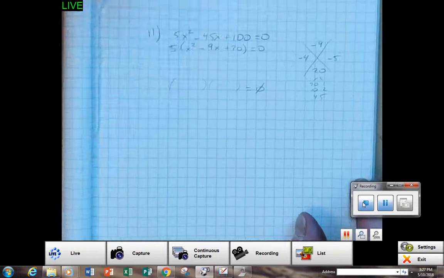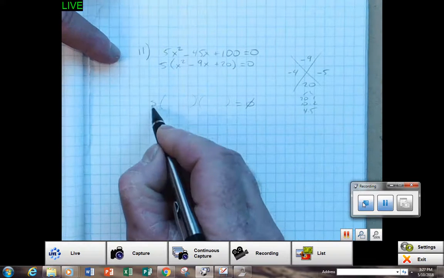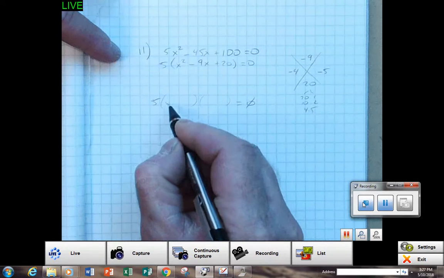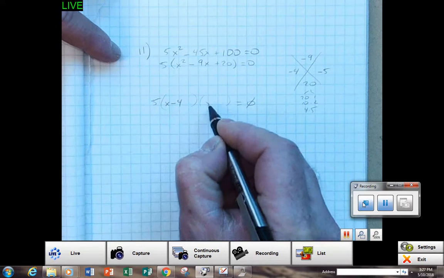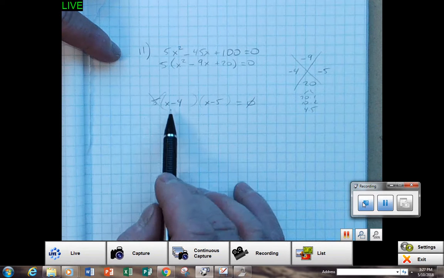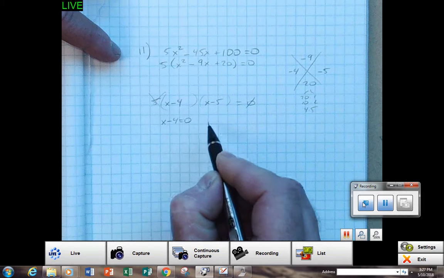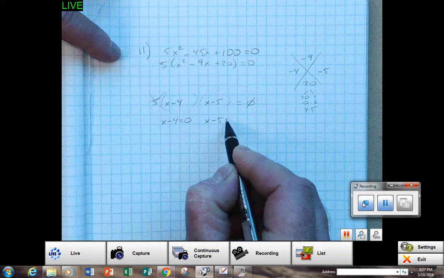Let me zoom this in a little bit. So if I put those numbers in there with that 5, I have x minus 4 and x minus 5. Don't worry about this right here. Solve these pieces for x. So x minus 4 equals 0. x minus 5 equals 0.